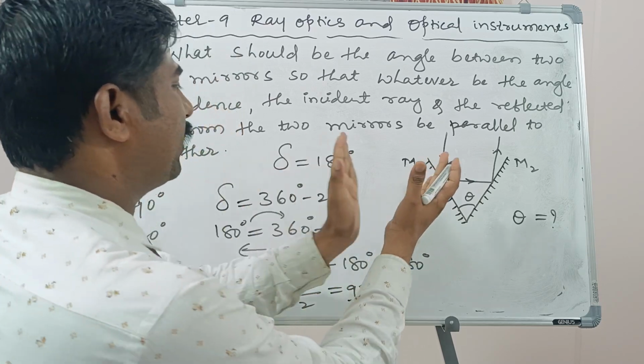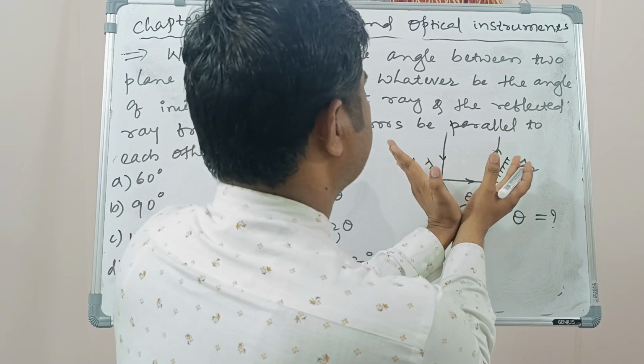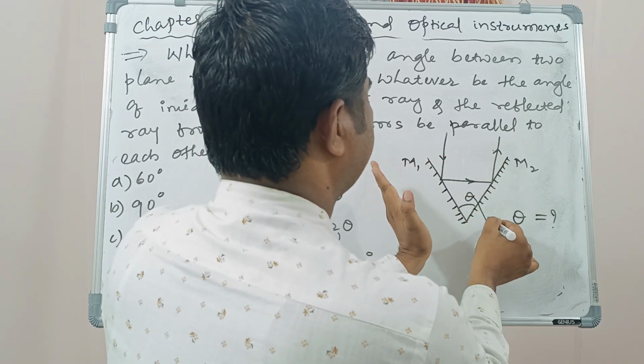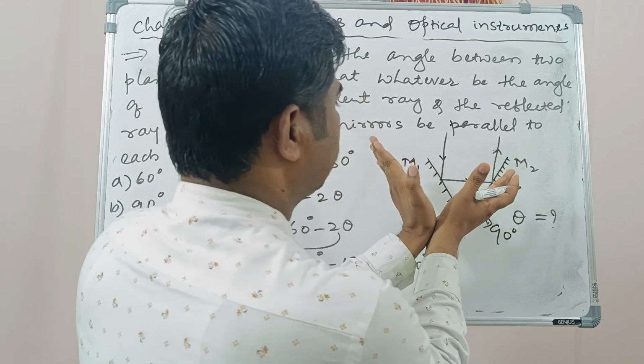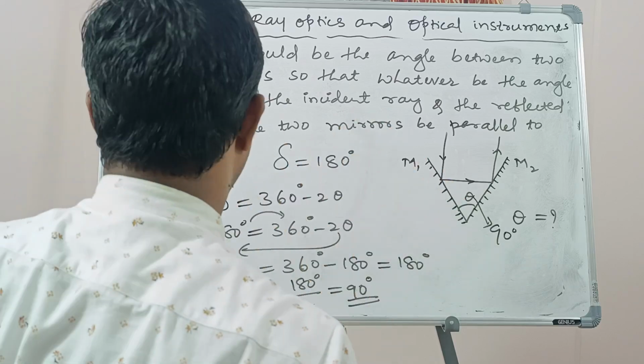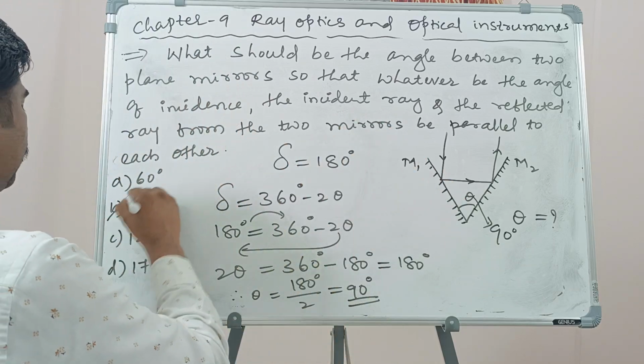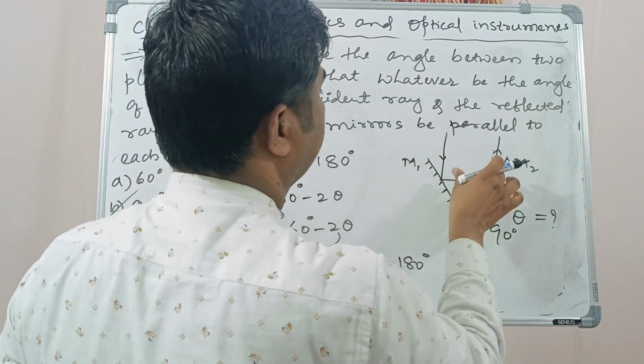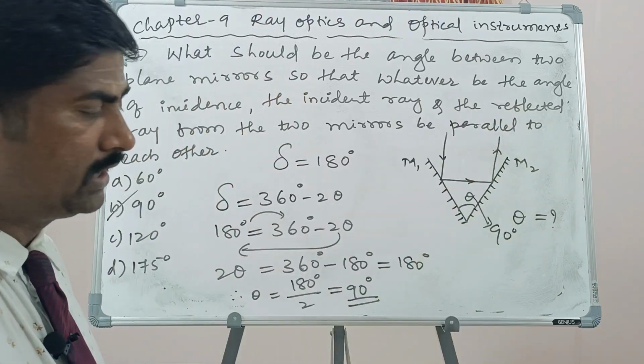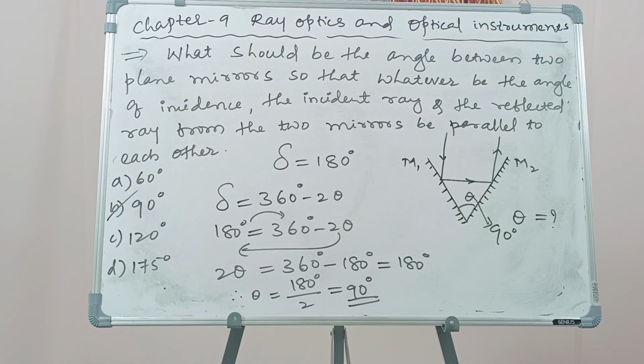That means your mirrors should be held at 90 degrees to each other. The angle between them is 90 degrees. When they are held at 90 degrees to each other, your incident ray and reflected ray both will become parallel to each other. Clear? Option B is the right choice.